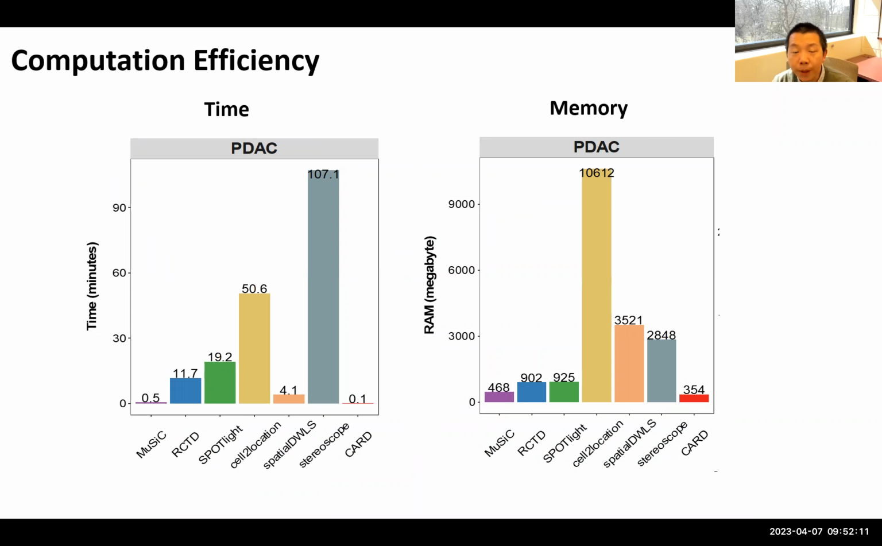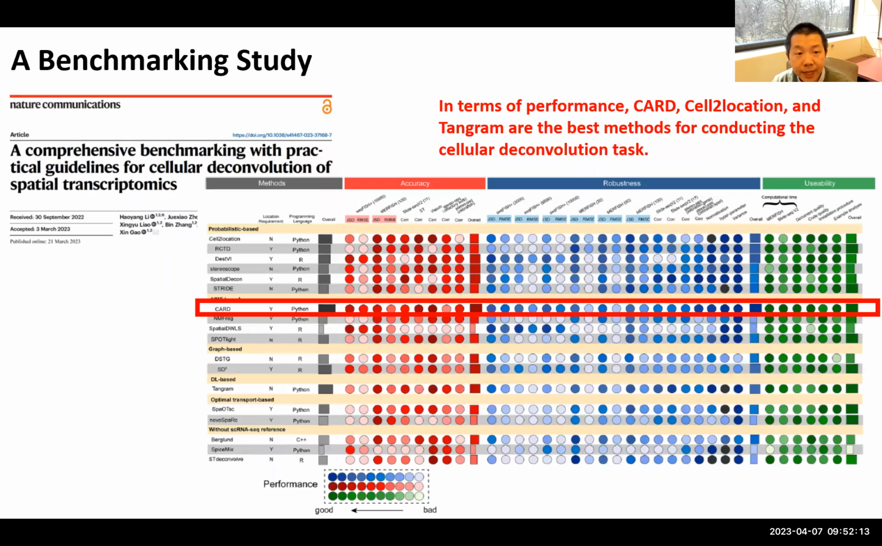After we published our paper, there's a recent study from a different group. They did a comprehensive benchmarking study on different cellular deconvolution methods for spatial transcriptomics. This paper just came out last month. We were really happy to see that in this benchmarking paper, they found that CARD performance is the best among a range of different methods. Nowadays, there are almost 20 different deconvolution methods available.